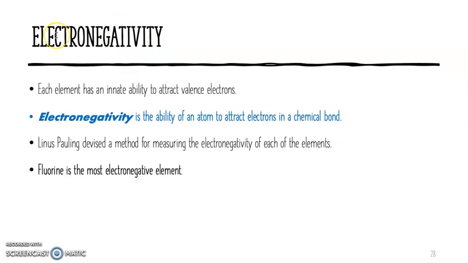It depends on electronegativity. Each element has an innate ability to attract valence electrons. That is electronegativity. It's the ability of an atom to attract electrons in a chemical bond. And the scientist Linus Pauling devised a method for measuring the electronegativity of each of the elements, and he concluded that fluorine is the most electronegative element.